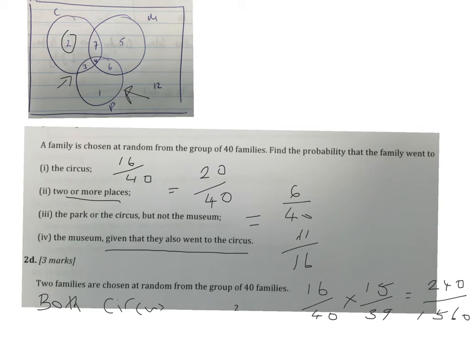So, in this little video, we have looked at how we look at probability with Venn diagrams, how we look at combining probability, how we look at given that questions, and also about selecting 2 or more people.